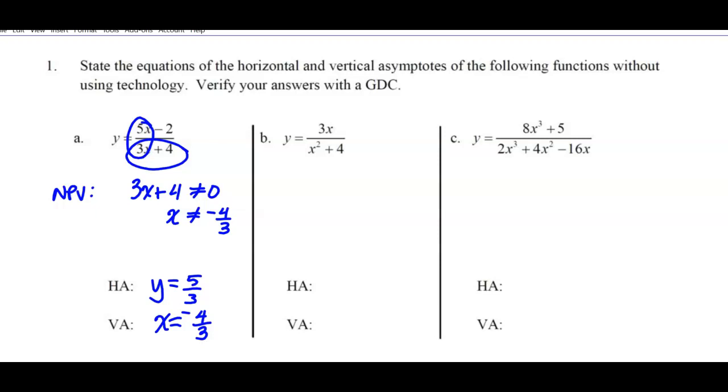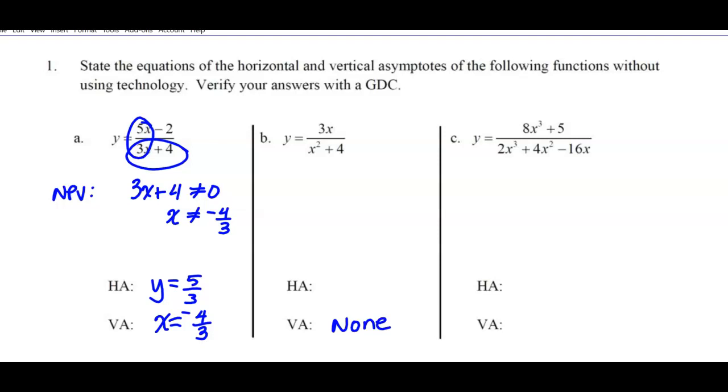B, vertical asymptotes. Are there any? No, right? X squared plus 4 will never equal 0 in the real number system. So there are no vertical asymptotes.